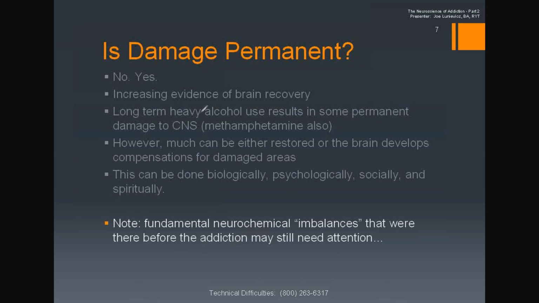So what this looks like, oh, before I forget this last point: fundamental neurochemical imbalances that were there before the addiction may still need attention. So what does that mean? Just a reminder that if someone has a genetic vulnerability that is severe to substance use, and they have difficulty processing or creating or working with or modulating specific neurotransmitters, if they are deficient in serotonin or dopamine or something like that, or have too much of it, this may still need to be addressed in some way, shape, or form, maybe even biologically with treatment for the rest of somebody's life. It really depends on all of these biopsychosocial factors. But keep that in mind. Some imbalances may not be able to be completely balanced out without outside intervention.